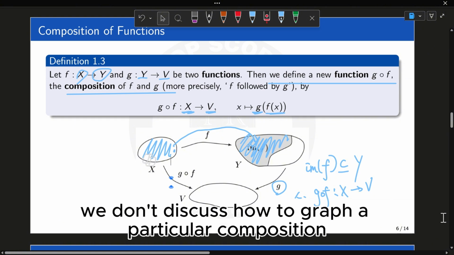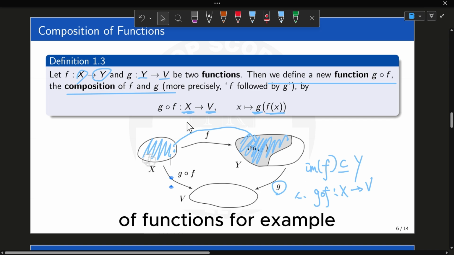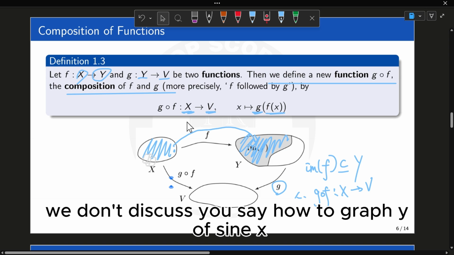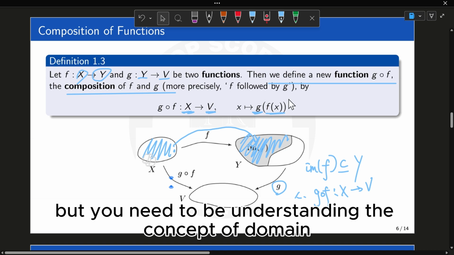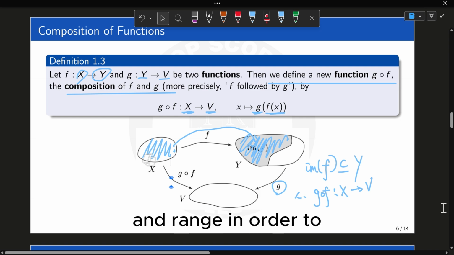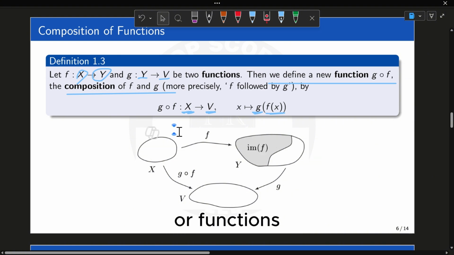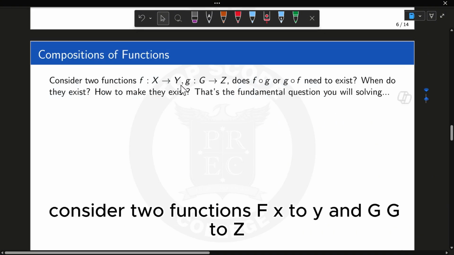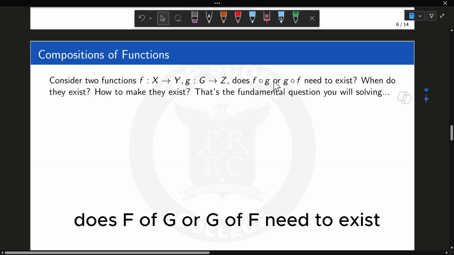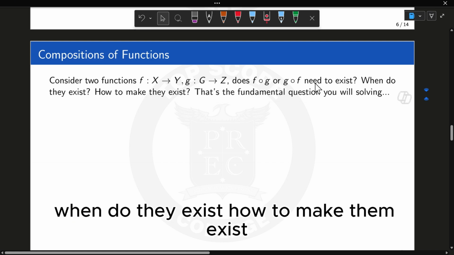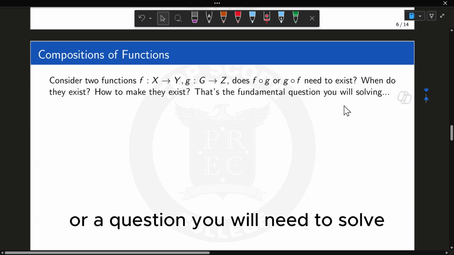Here we don't discuss how to graph a particular composition of functions. For example, we don't discuss how to graph e to the power of sine of x. But you need to understand the concept of domain and range in order to truly understand the concept of compositions of functions. In particular, consider two functions, f: X → Y and g: Y → Z. Does f∘g or g∘f need to exist? When do they exist? How to make them exist? That is the fundamental question you will need to solve.